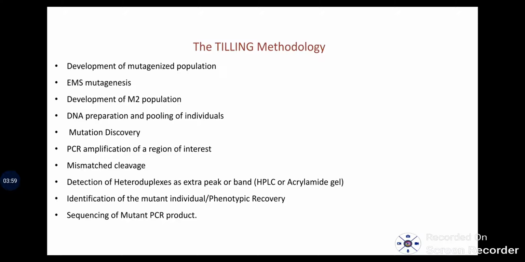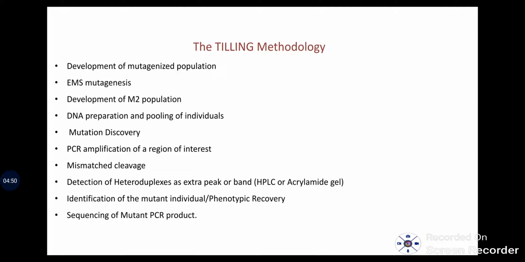Coming to the methodology involved in TILLING. First we'll discuss the figure in the later slides, but now I will tell you the bullet points of methodology of DNA TILLING. Here, development of a mutagenized population, then EMS mutagenesis, that is ethyl methane sulfonate, then development of M2 population, DNA preparation and pooling of individuals, mutation discovery, PCR amplification of a region of interest, then mismatch cleavage, detection of heteroduplexes as an extra peak or band through HPLC or acrylamide gel, then identification of the mutant individual or phenotypic recovery, then sequencing of the mutant product. These steps you need to remember for any of the exams.